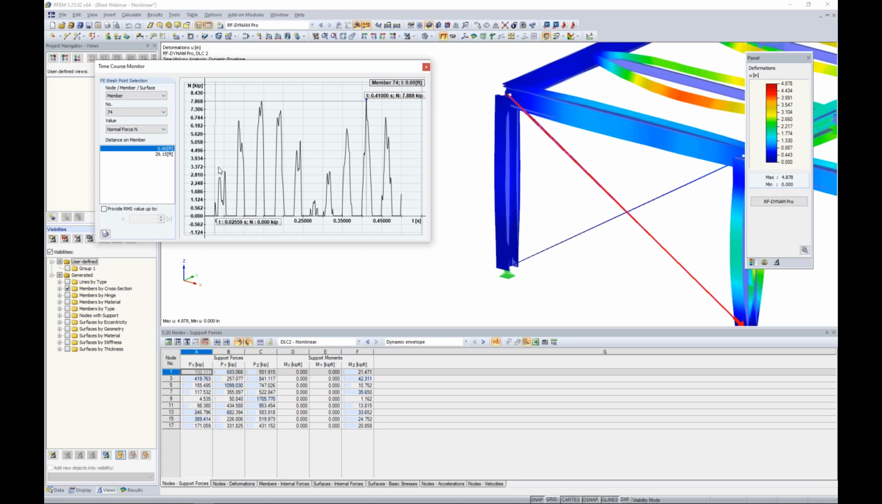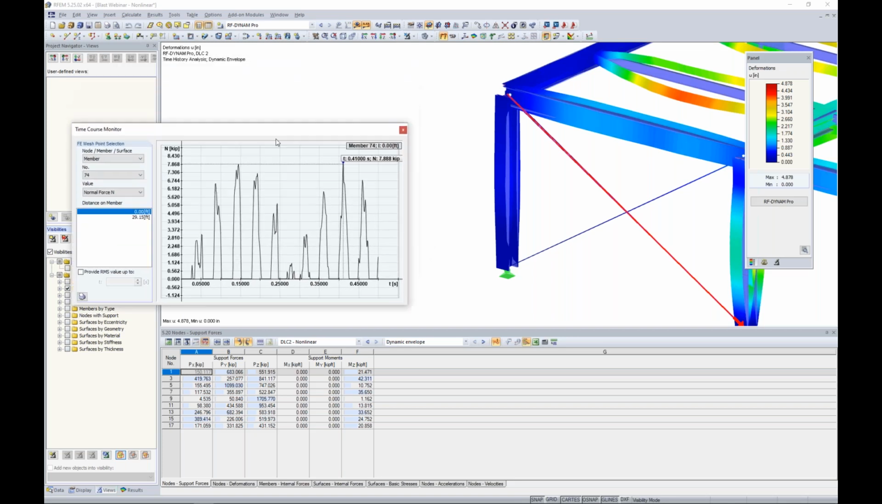And now you can see how drastically different this looks. This member is only taking on tension forces. The minute that it sees any type of compression, it's taken out of the analysis, but when tension is reintroduced into the member, it is activated again. So we're only seeing those positive forces here.